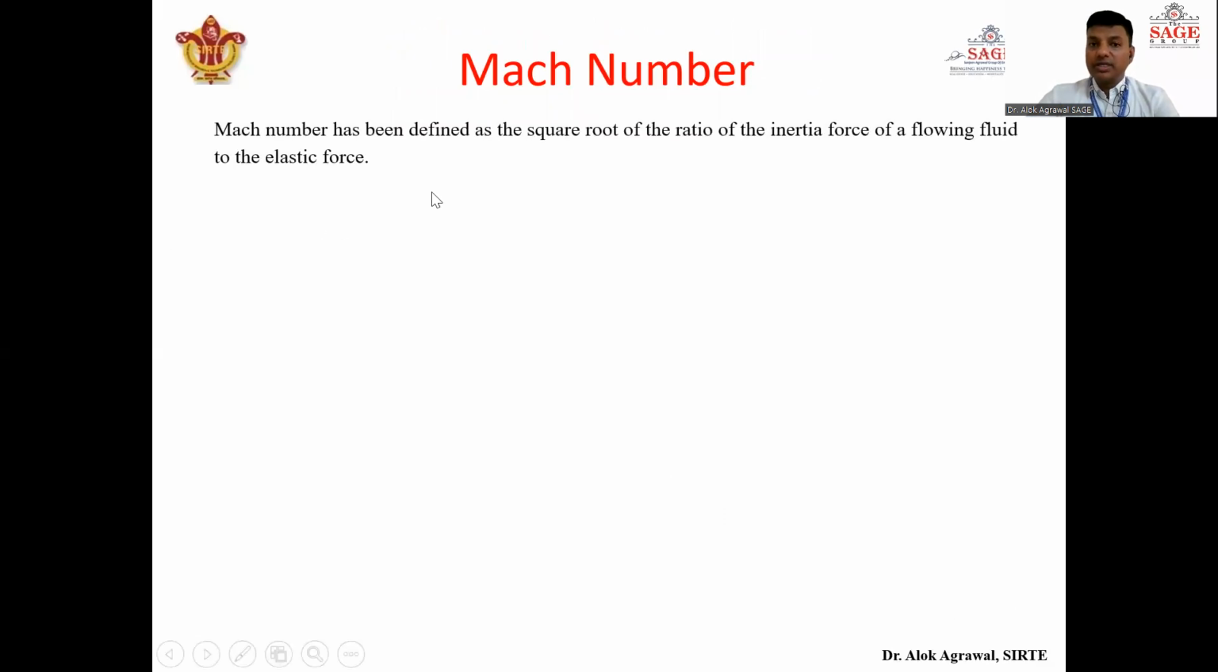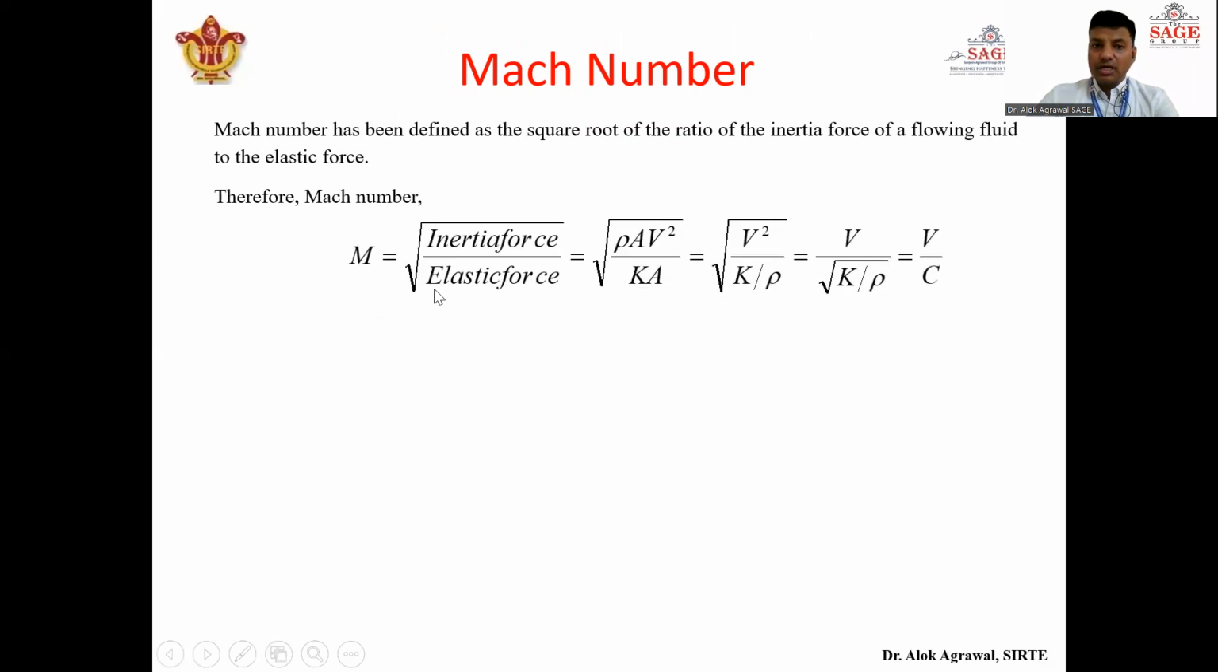Mach number is defined as the square root of the ratio of the inertia force of the flowing fluid to the elastic force. Therefore, Mach number can be written as the square root of inertia force by elastic force. Inertia force is given by rho into A into V square, which we have already seen. Elastic force is given by K into area.